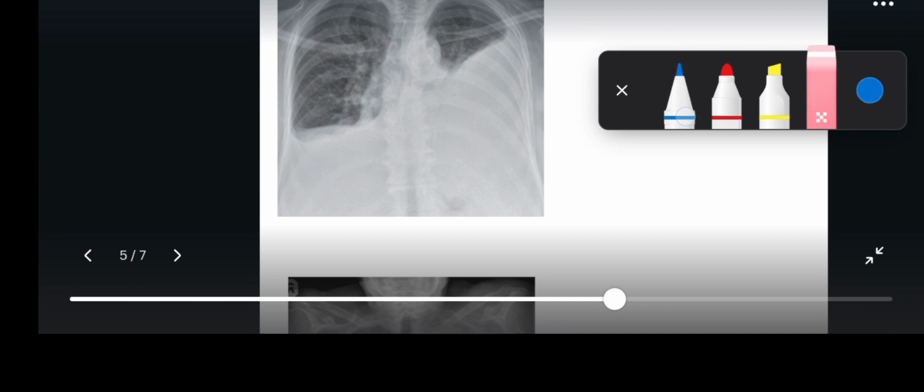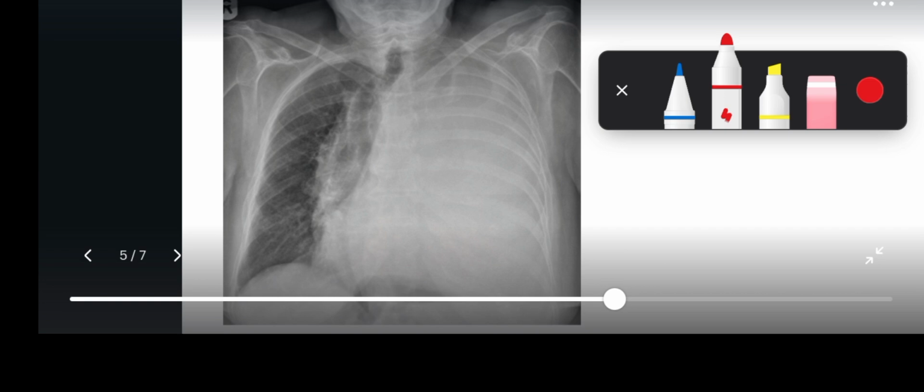Then we see the meniscus sign. You see this? It goes this way, this one goes this way, so you can still appreciate it. It's still concave upward. Then we'll see this other one. This is a very massive pleural effusion.